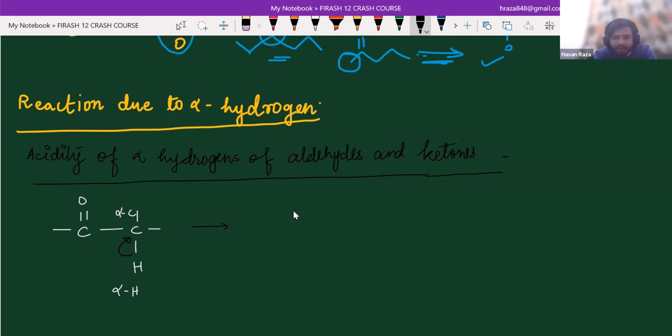Now as you can see, this is your C double bond O. As it is, there is a bond, and then this is the bond. Now carbon has a negative charge, and as you know this is in conjugation with the pi bond, so the negative charge can move in this way. So it will be C-O negative, and then there will be a double bond C like this. Are you getting my point?